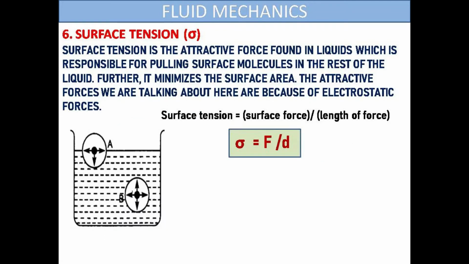Property 6. Surface tension. It is denoted with symbol, sigma. Surface tension is the attractive force found in liquids, which is responsible for pulling surface molecules into the rest of the liquid. Further, it minimizes the surface area. The attractive forces we are talking about here are because of electrostatic forces. Surface tension is equal to surface force divided by length of force acting. Sigma is equal to force, F, by length, d.